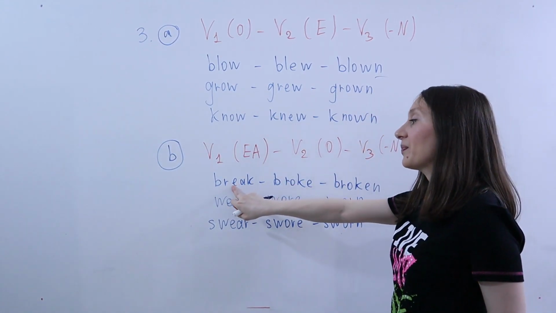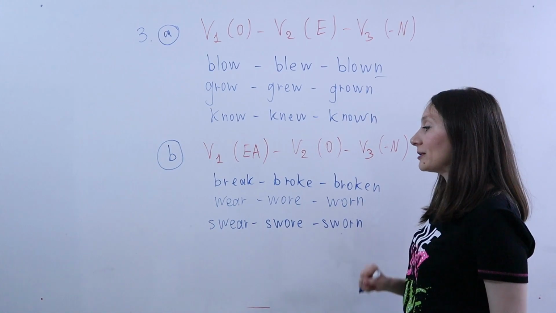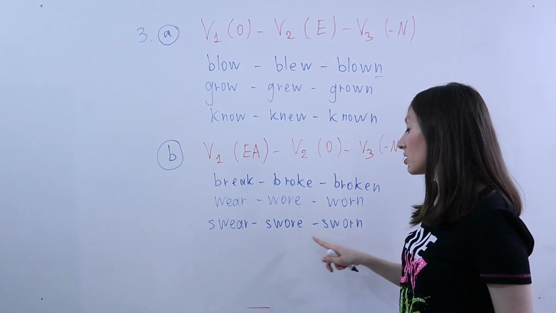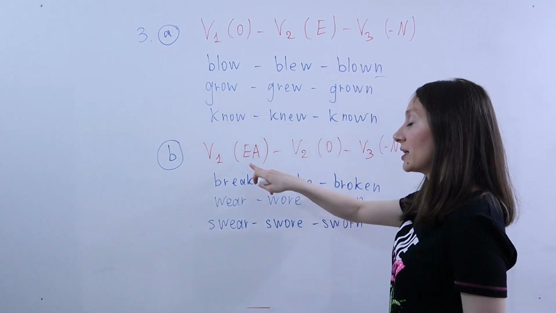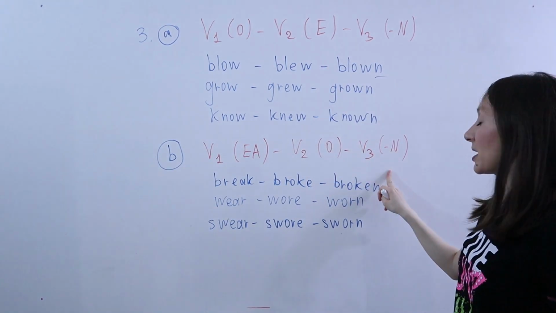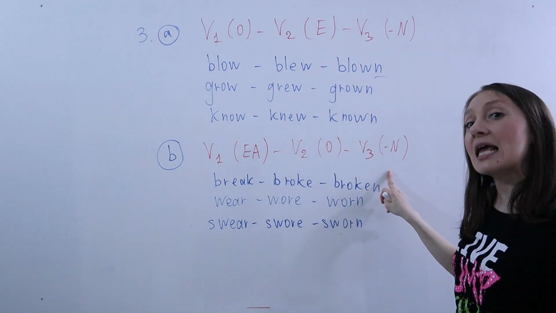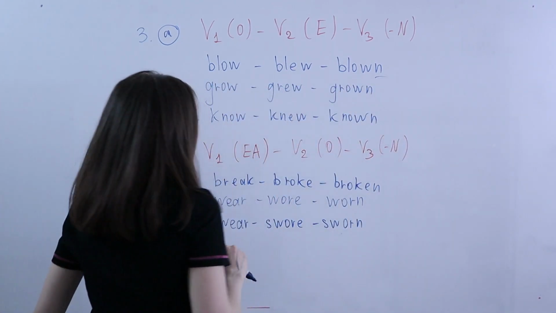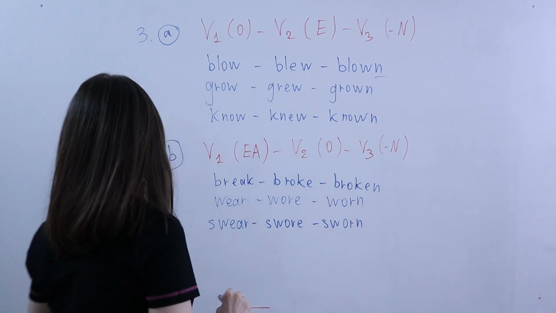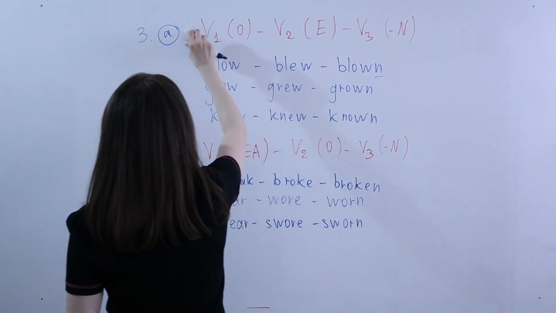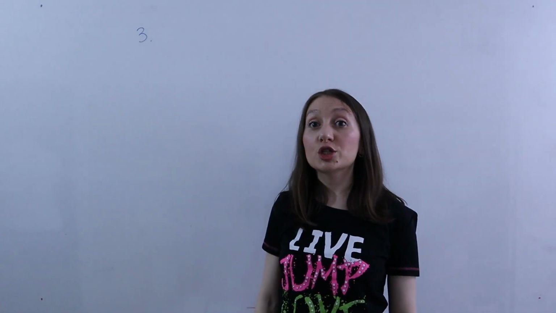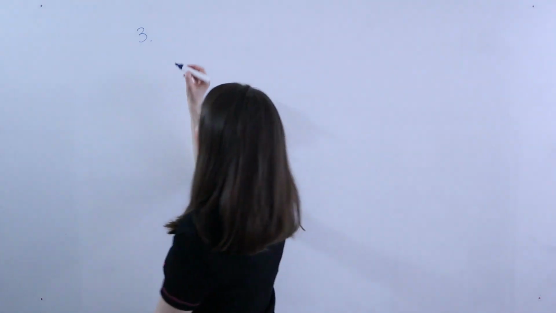So, once again, repeat. Break, broke, broken. Wear, wore, worn. Swear, swore, sworn. Right? You see, letters EA change into O, and then at the end, in past participle, we have N letter. Alright, now let's talk about the category C of the group 3.